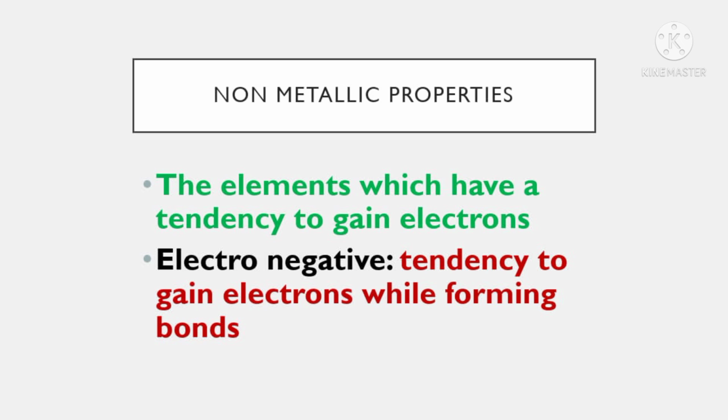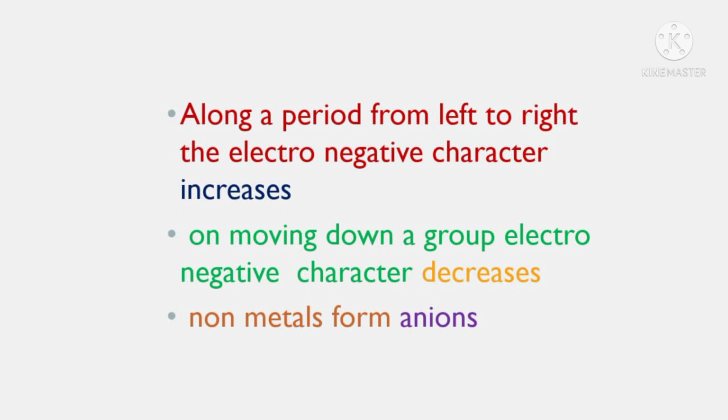That tendency of gaining electrons is defined by a term, electronegativity. Then what is electronegativity? This electronegativity is applicable only when they are in bonded form. That means when those are bonded with another atom, the ability of the atom to gain electrons is said to be electronegativity.